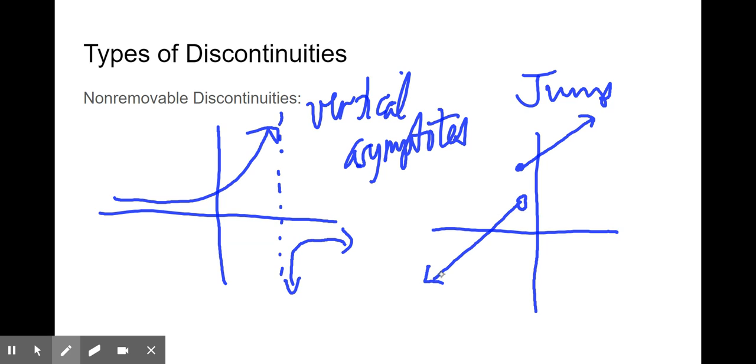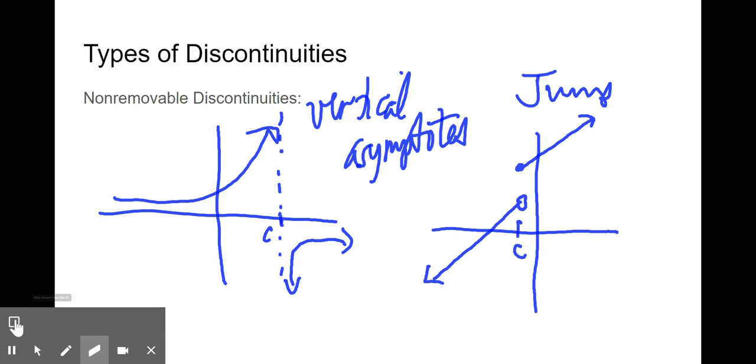Okay, and for obvious reasons, you've taken one graph and then jumped up to the other piece, or jumped down to the other piece, depending on what the graph looks like. There's a place, say x equals c, where you are jumping from one function to another. And then here has a vertical asymptote at x equals c. That's a type of non-removable discontinuity as well.